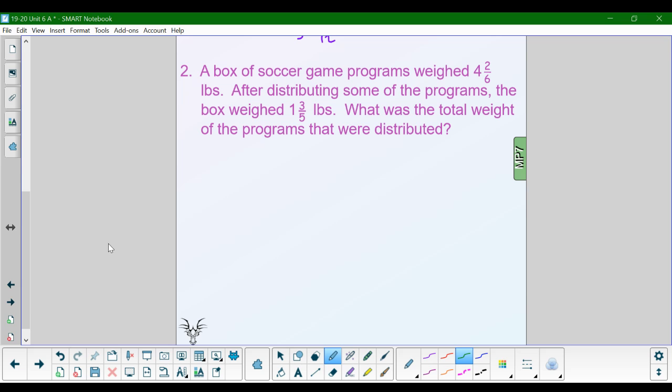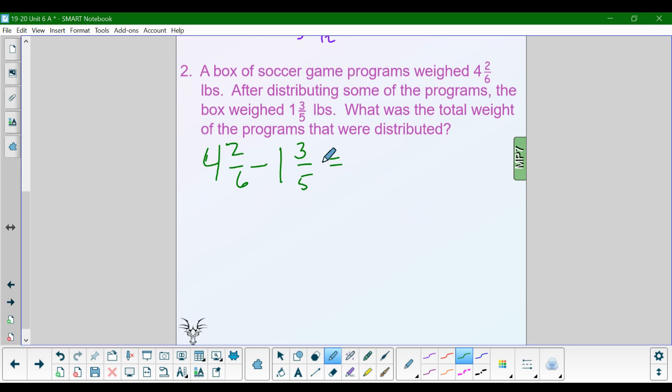So now let's look at just using an algorithm by itself. A box of soccer game programs weighed 4 2/6 pounds. After distributing some of the programs, meaning handing them out, the box weighed 1 3/5 pounds. What was the total weight? So we know how much it started with, how much it ended with. We want to know how much we gave away. So if you take what you started with, which is 4 2/6, and we subtract what we have left over, 1 3/5, that will tell us how much we gave away.